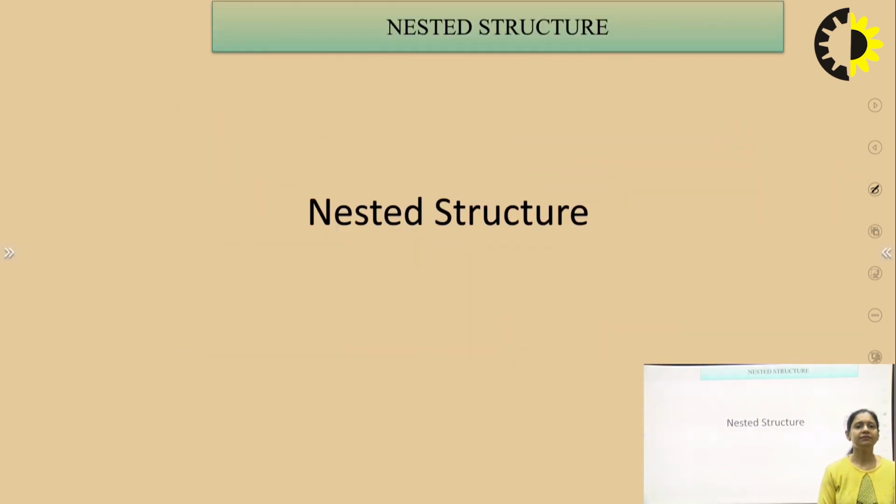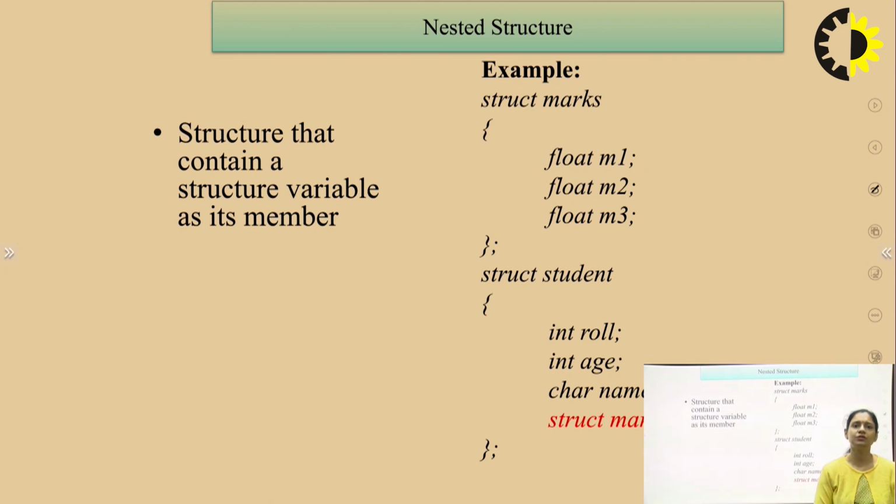The next topic that we have is nested structures. Nested structures are basically used when we have to, suppose, store the marks of the student as well. So a structure within a structure is basically a nested structure. How? Suppose I have a structure named marks which is storing 3 marks of the students in M1, M2 and M3. Now, coming to the next structure, each student again will have a roll number, age and name that we have seen already.